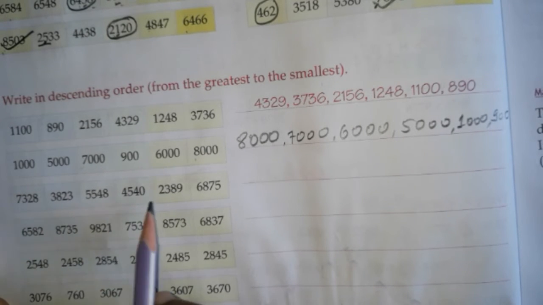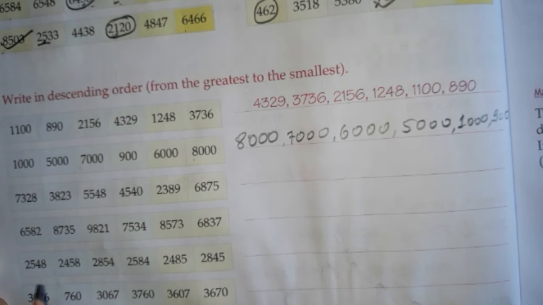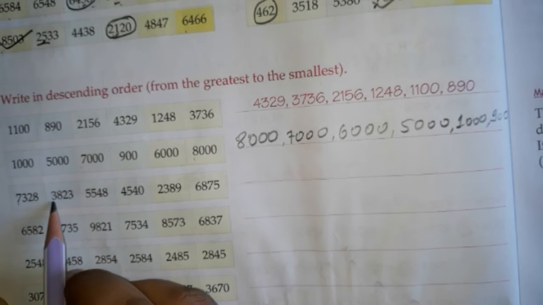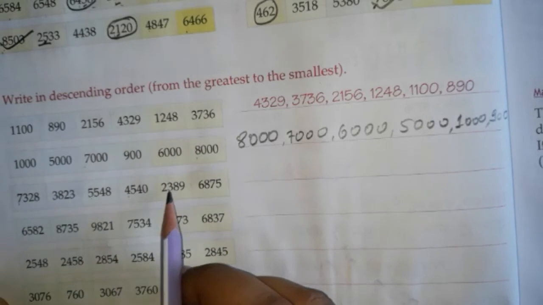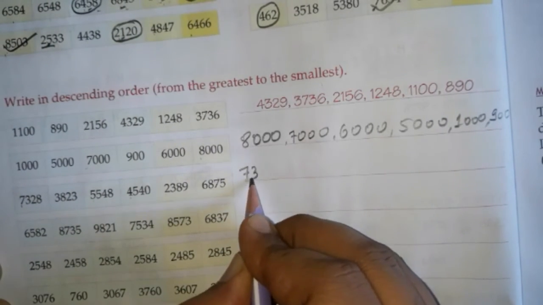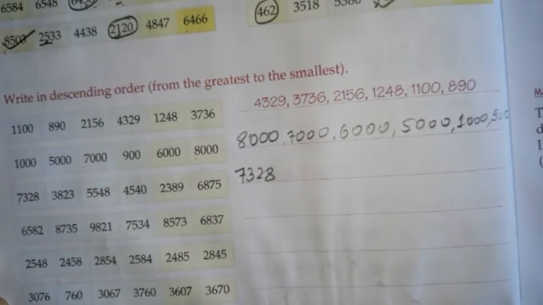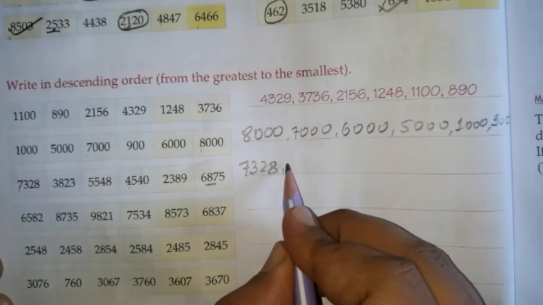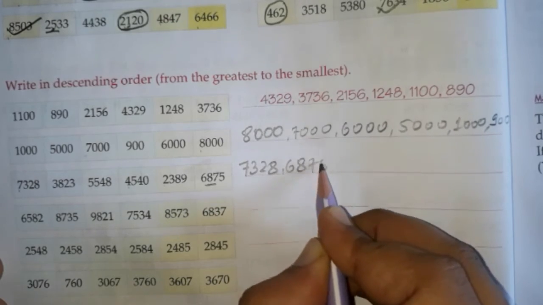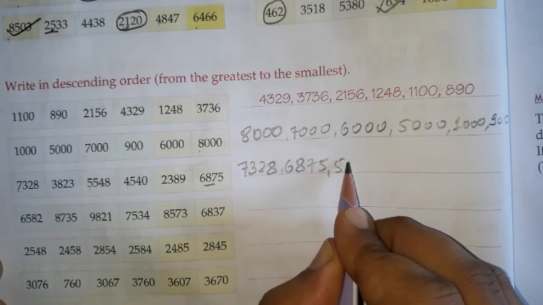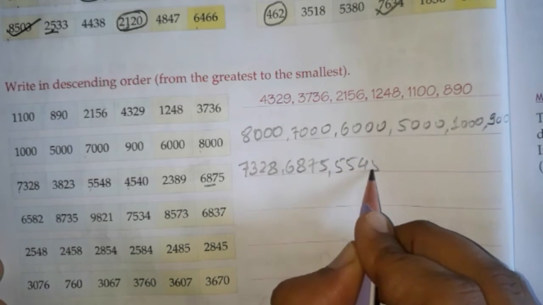The greatest number here in the series: we'll check the first digit. First rule says just check the first digit. Here we have 7, 3, 5, 4, 2 and 6. The greatest number is 7328. Then after 7 comes 6. The greatest number is 6875. Then it will be 5. The number smaller than it is 5548.